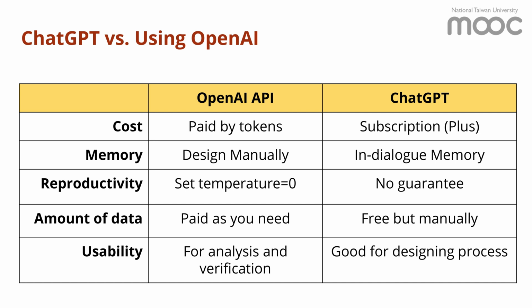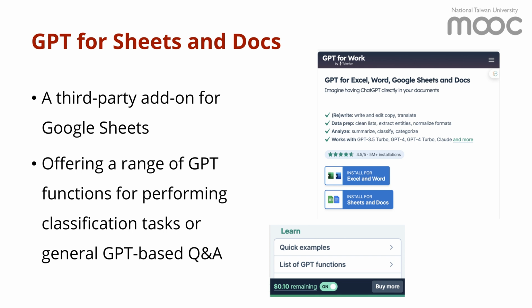For this reason, I will introduce a Google Sheet extension, GPT for Sheets and Docs. This extension allows us to run OpenAI functions on text data within Google Sheets. So, let's explore it. GPT for Sheets is a third-party extension for Google Sheets, Google Docs, and Excel. Actually, it was not developed by OpenAI or Google, but by an independent service provider. So, it has its own pricing policy.